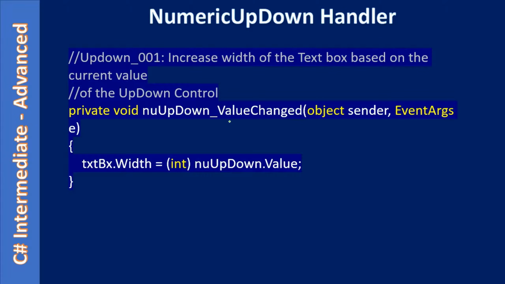The event for numeric up down is the value changed event, and once you handle that, the C# runtime will call this whenever the value is changed by the user. The value will be changed when the user clicks the up or down arrow button. At that time the value in the associated text box will get changed.